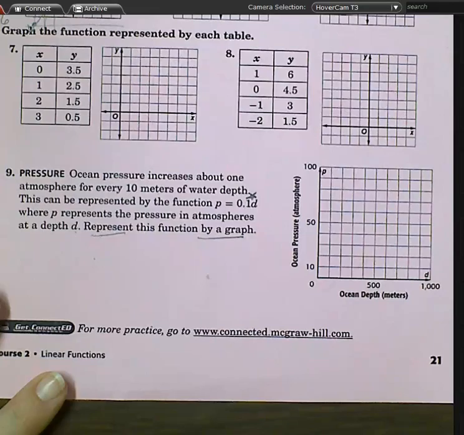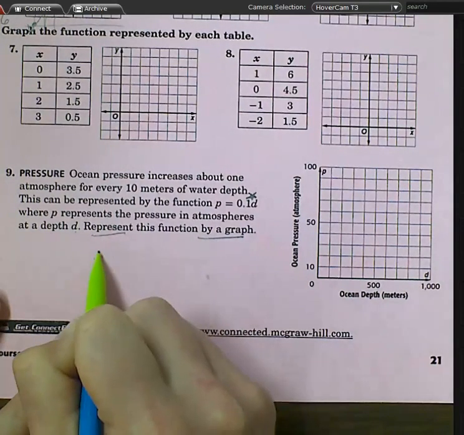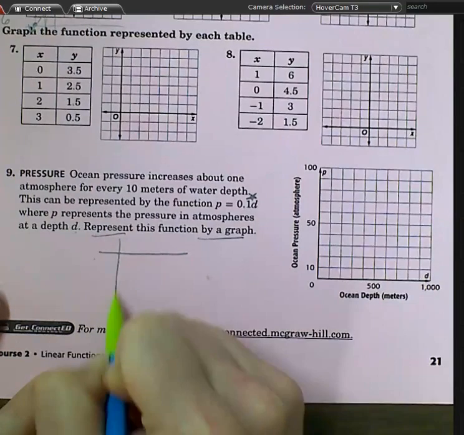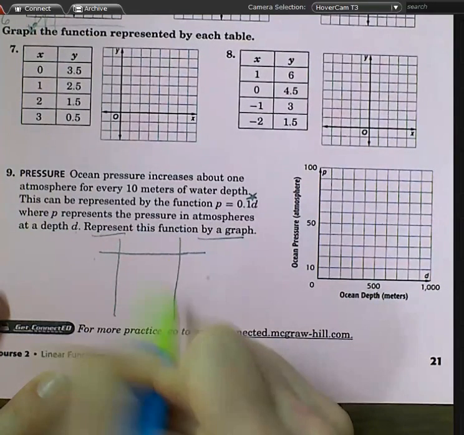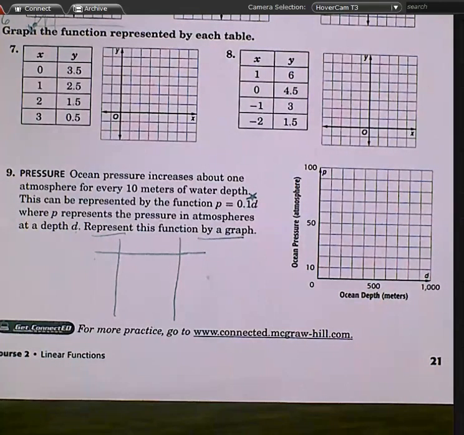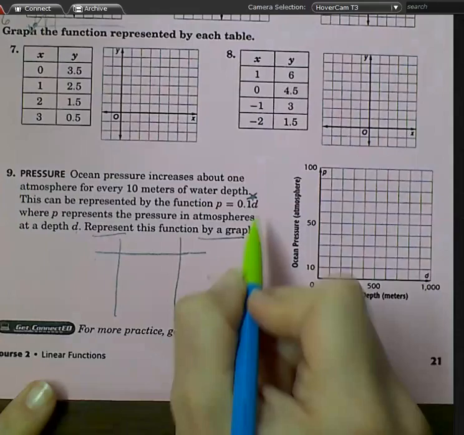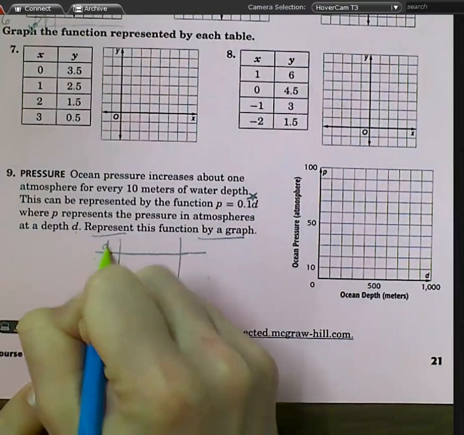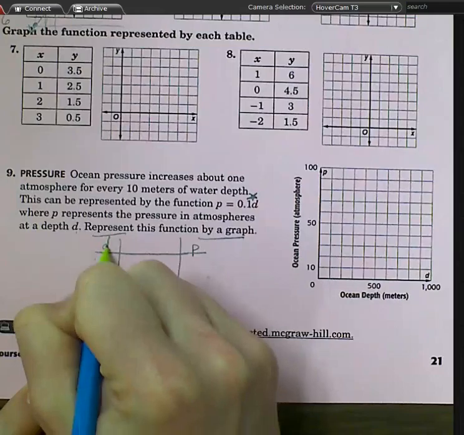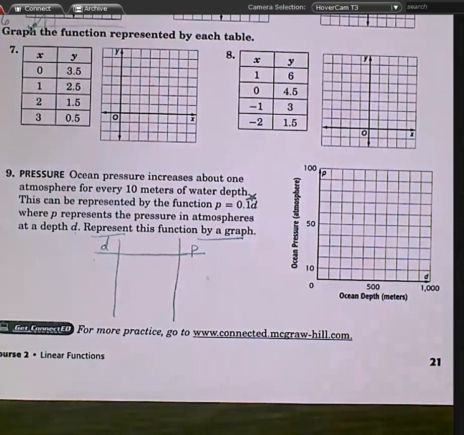Before we make a graph, we need a function table. That's right. Now they've given us some letters, and yesterday we talked about what's independent and what's dependent. What do you start with? Do you start with the depth, or do you start with the pressure? Which one is independent? Do you start with the pressure and then find your depth? No, depth. You find your depth first. So D is here, and then you get your pressure.